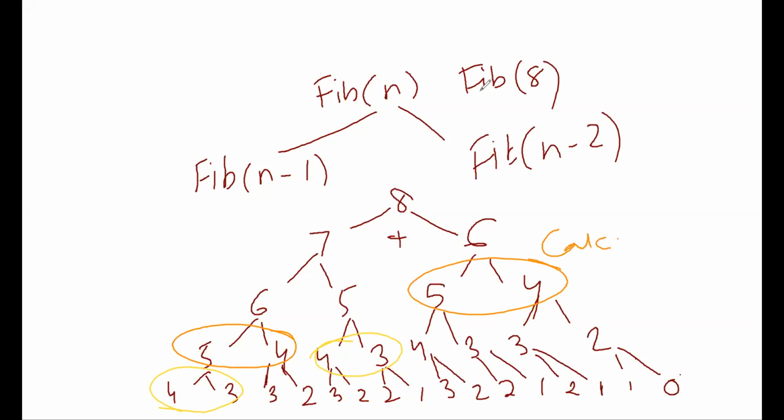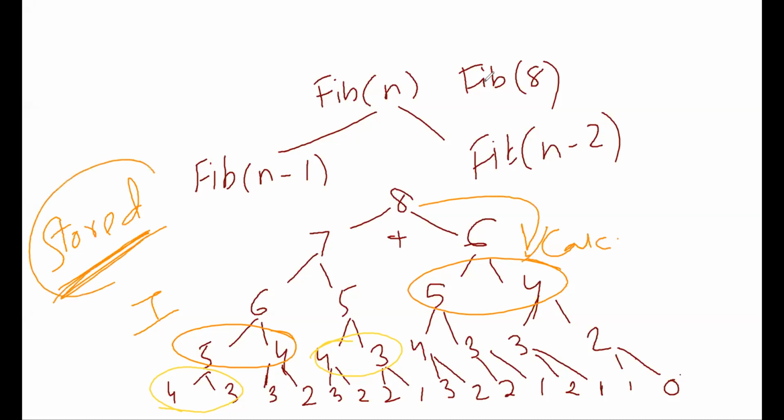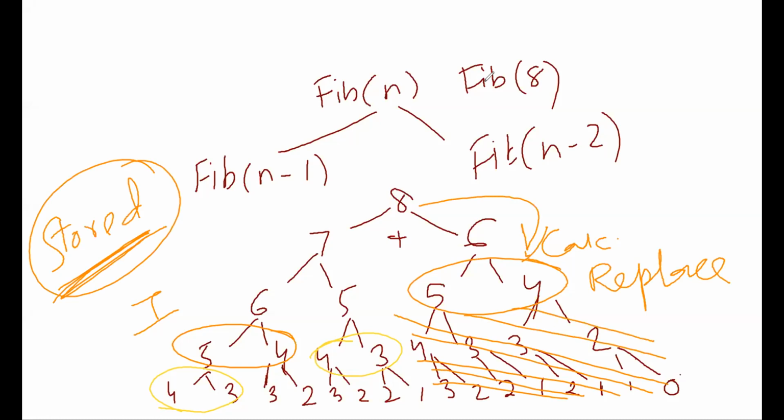Okay. Or let's say I calculated this first. Let's say this is my step one. And if I calculated this and I stored it somewhere, so when I reached here in the right subtree, I could go back and fetch the stored value and replace that here. That way I would save myself from this entire right hand side.